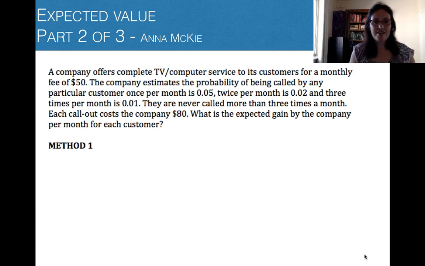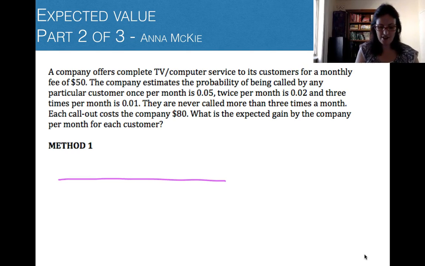Okay, our last example has two methods. Pause the video while you read the question. Okay, method one, or both methods, we draw up the probability distribution table. So, hope you're getting lots of practice at drawing that up.